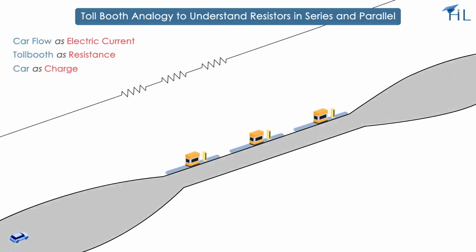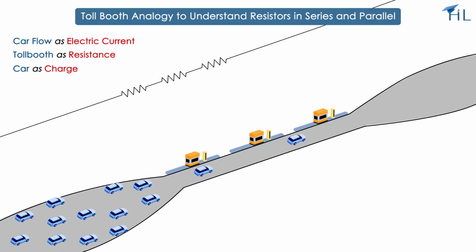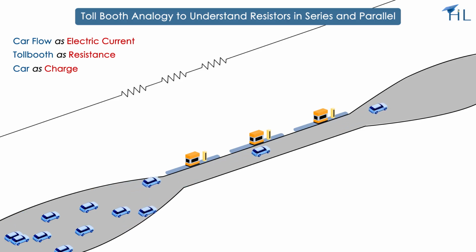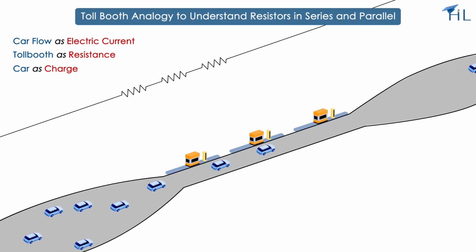If toll booths were added in series, each car traveling along the highway would have to stop at each toll booth consecutively, with only one pathway through the toll booths. Every car would be required to stop and pay a toll at each booth. Clearly, adding toll booths in series would increase the total resistance and decrease the overall car flow rate.